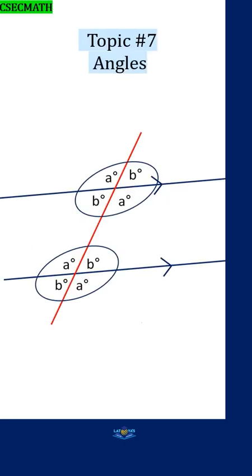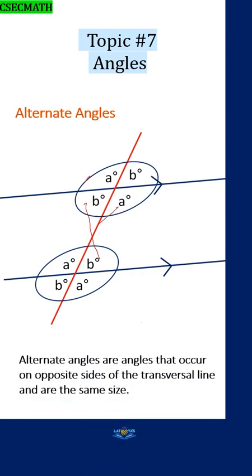When a transversal cuts two parallel lines, not only are corresponding angles formed, but also alternate angles are formed. Now, alternate angles are angles that occur on opposite sides of the transversal line and are the same size. This angle is alternate to this angle, and this angle is alternate to this angle. So if this angle here is 97 degrees, then this angle here is also going to be 97 degrees. And also whatever this angle here is, this angle will also be. Okay, so this is interior alternate angles.